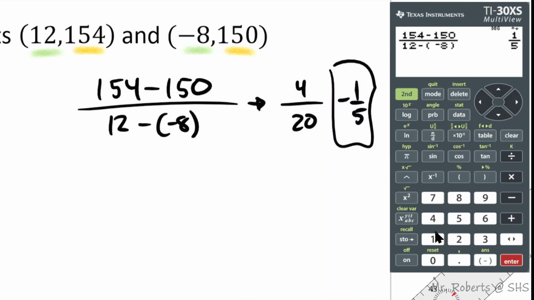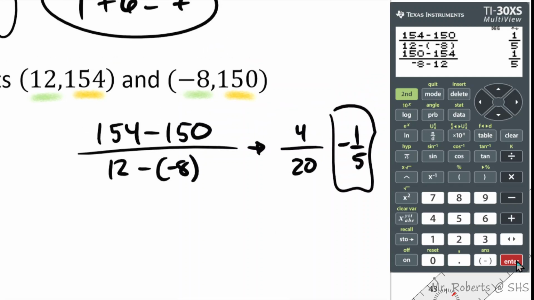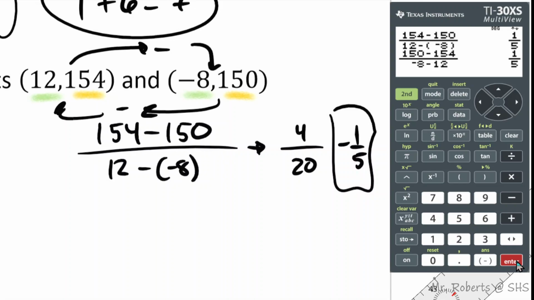By the way, fun fact, if I was to go the opposite direction, if I was to take 150 and subtract from that 154, that's the numerator. And then my denominator, I would have a negative 8 minus 12. Notice what I get. Which means what? It doesn't matter which point you start with and which one you end with, as long as we are consistent. So I can say, take these and subtract these, or I can take these and go this way and subtract these. I still get positive 1/5.